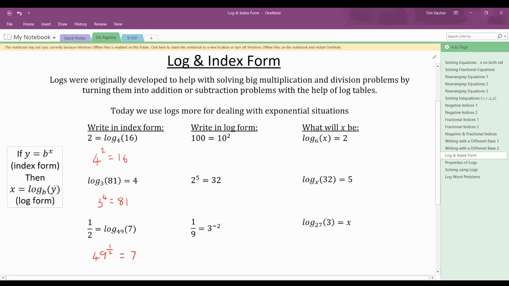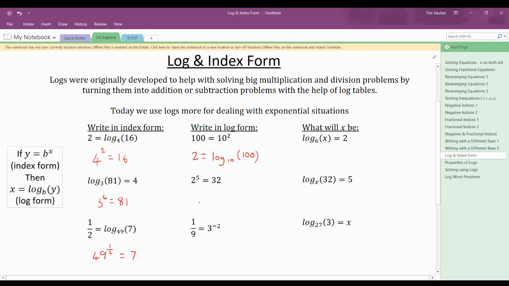Now, if we're going back the other way, we've just got to think backwards, and we can use these to help us if we're stuck. We can see that the y here, the number that it's equal to, 100, corresponds to what's inside the log. The x, the power, is what's out in front, so we've got this 2 there, and the base is going to be there. So 10 squared equals 100.